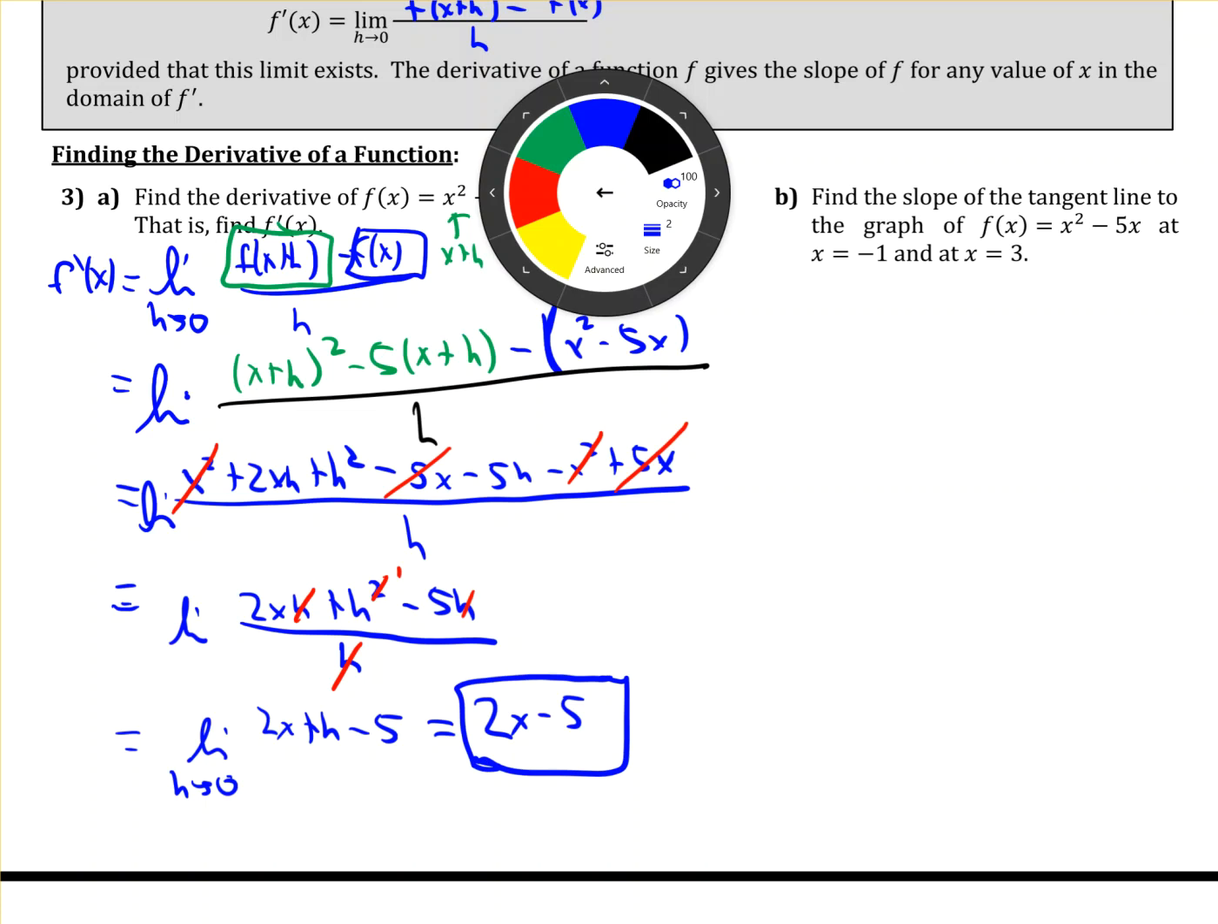So now we got our derivative. If I want to write my final answer, you could write f prime of x equals 2x minus 5. So that's representing the derivative.